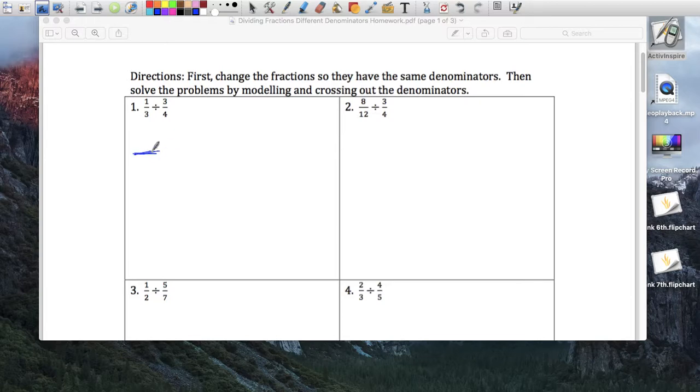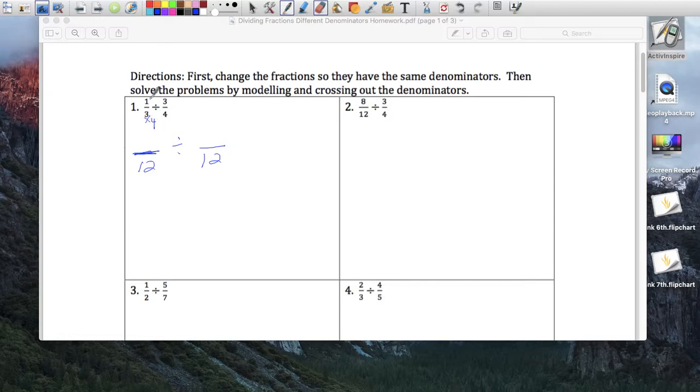So I'm going to put a 12 over here and a 12 over here. Remember, we're going to write the equivalent of 1/3 using 12s, and the equivalent of 3/4 using 12s. So how did the 3 become a 12? It's division, not plus. Times what? It was times 4. 3 times 4 gave me a 12.